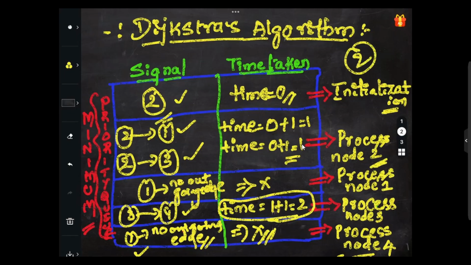Why? We have to find the minimum time it took for all the nodes to receive the signal, right? So we need to consider the maximum path. In this case, the maximum path is from 2 to 3, 3 to 4, which is 1 plus 1. In this case, 2 will be the answer.